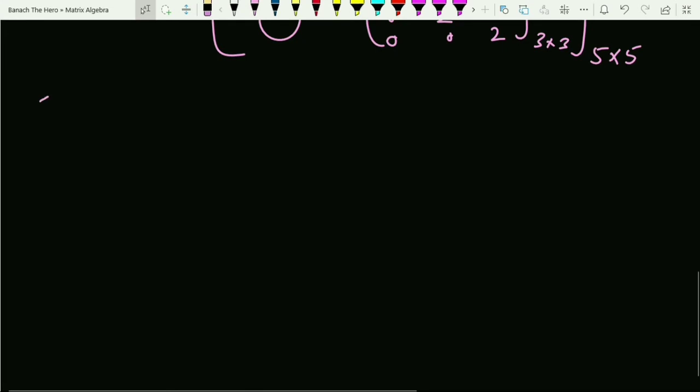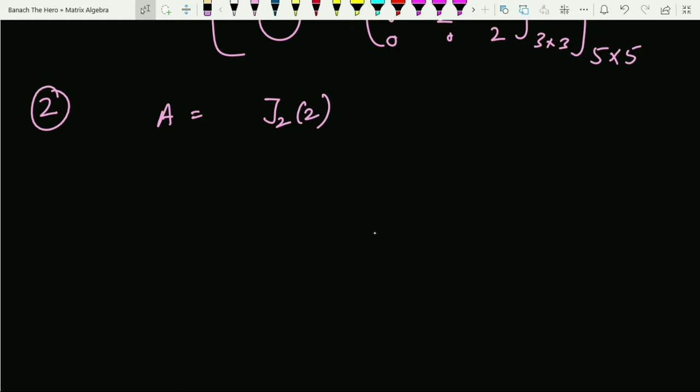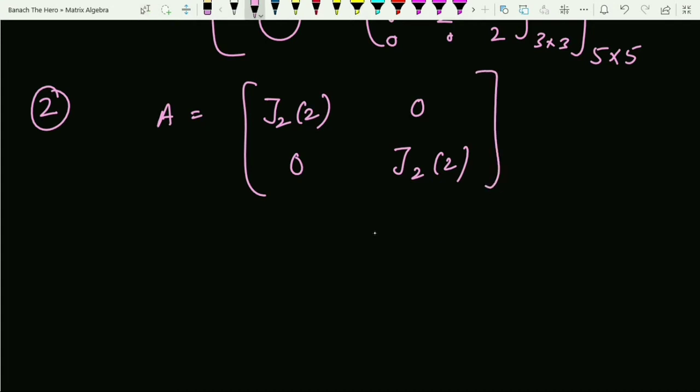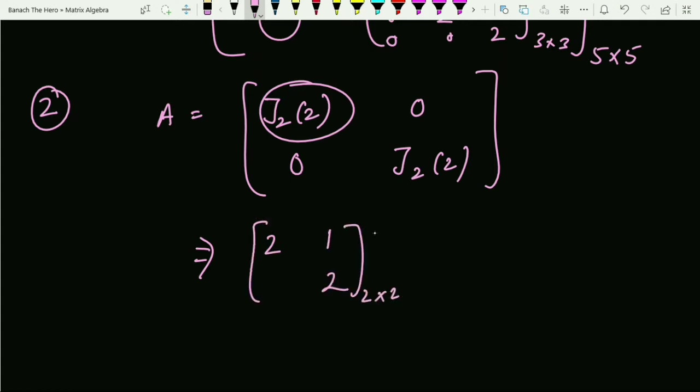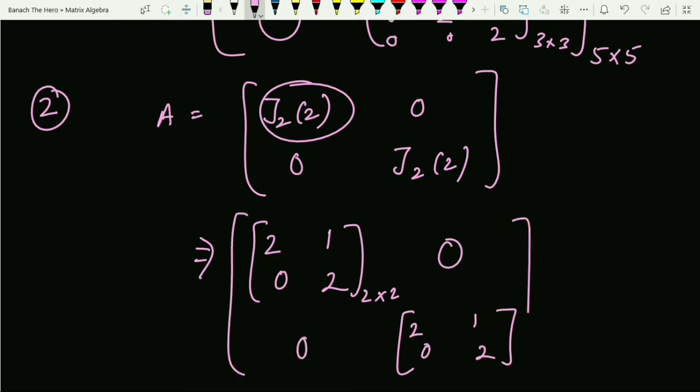Let me consider one more example. If I say we have a matrix A which has the Jordan blocks J_2(2), 0, 0, and again J_2(2). What is the size of this matrix? The size of the matrix is clearly 4 cross 4, right? So you can easily make this matrix A. If I say J_2(2), what will it be? The diagonal entries will be 2, 2. The block is of size 2 cross 2. The super diagonal is 1. The other entries are 0. And similarly here also 2 on the diagonal, 1 on the super diagonal. Here it is 0, and the rest of the entries are 0. So A is a matrix which is of size 4 cross 4.